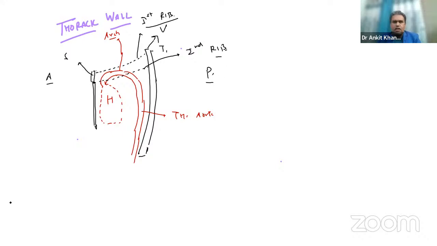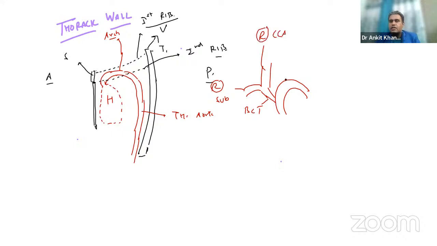Tell us which branch comes from the arch of aorta. Sir, the first branch will be the brachiocephalic trunk. Very good. This brachiocephalic trunk divides into the right subclavian and a right common carotid. Then another branch is the left common carotid artery. And then we have one more, the left subclavian. Very good. This is normally what comes out from the arch of aorta.